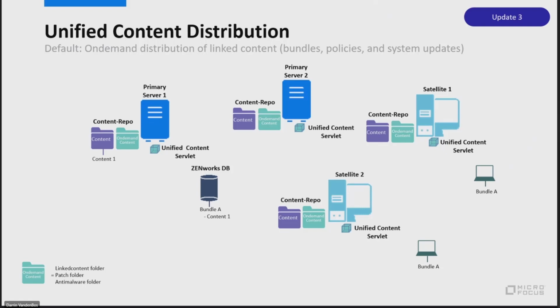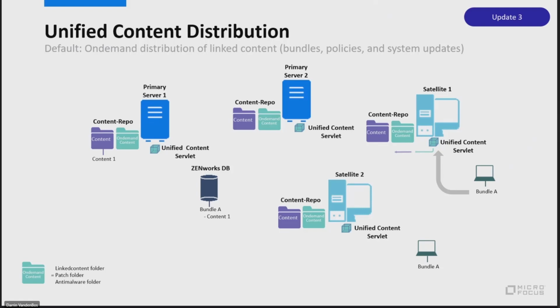So now with on-demand distribution, or on-demand streaming, let's say that content 1 is on primary server 1, and it's not replicated out to any of the other content servers. The managed device requests bundle A. It looks in the content repository, and it also looks in the on-demand content repository. They're just a different set of folders within the content repository that allow us to differentiate between content that's been pulled on demand versus content that has been replicated out.